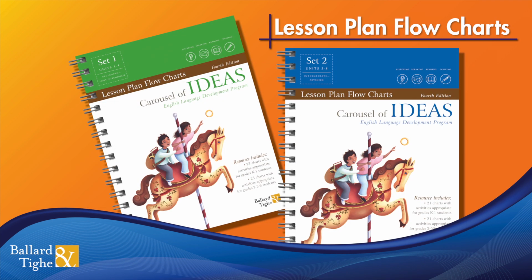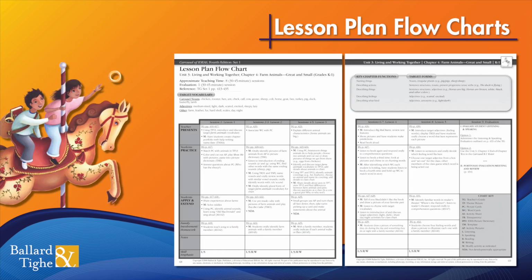The lesson plan flowcharts provide a short summary of each activity in the Teacher's Guide. It gives you a glance of the whole chapter of lessons on a single-page spread. Once you plan your lesson using the Teacher's Guide, these charts provide an easy reference to support your daily instruction. There is one chart for each chapter and separate charts for grades K to 1 and grades 2 to 5 to take into account the developmental level of English learners in these grade spans.